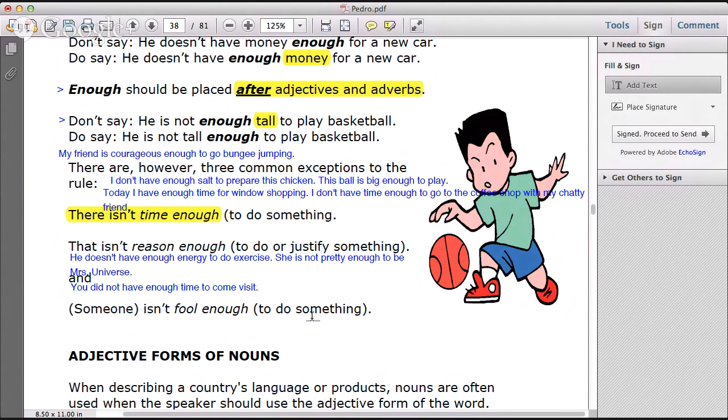Okay, and our next one. He's old enough to play video games. Okay, play video games. That works. Good. So we have our adjective old, and enough is after it. Excellent. Okay, you guys, any questions with our word enough? No? Okay, very good.